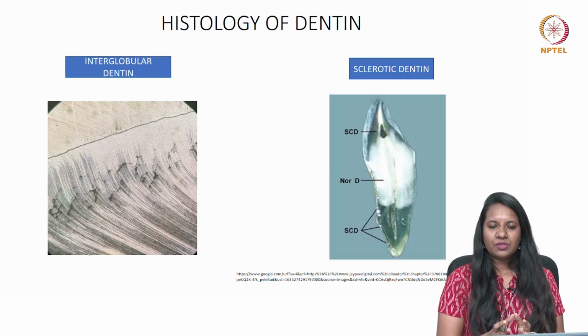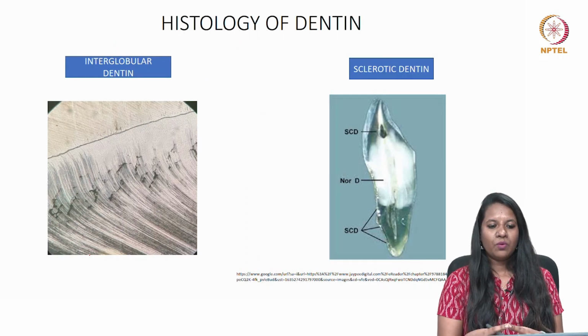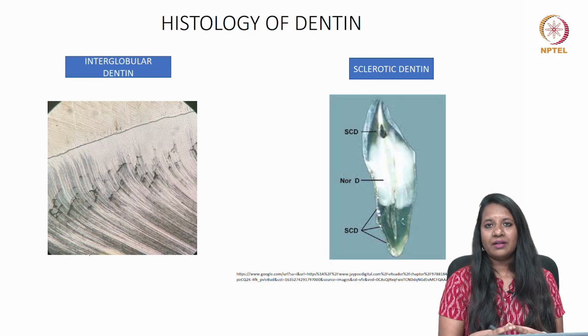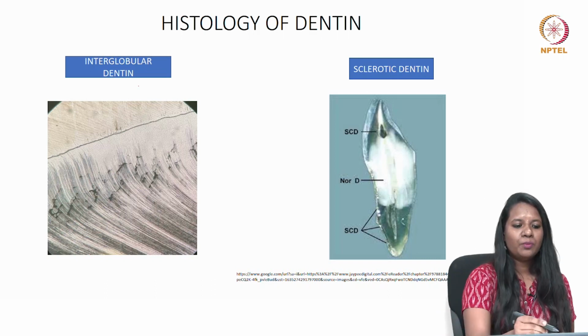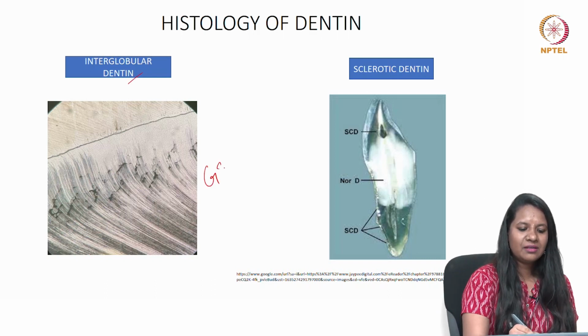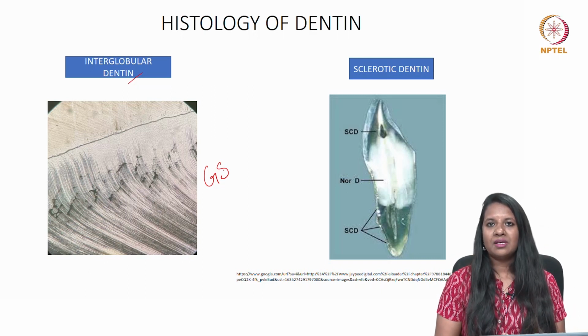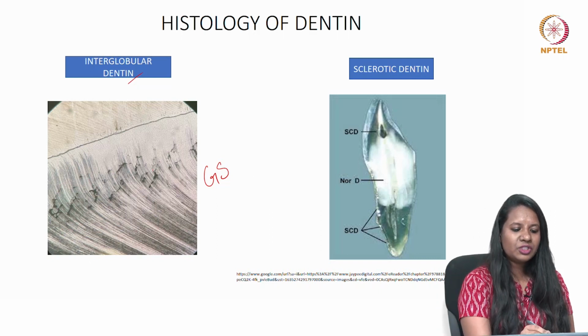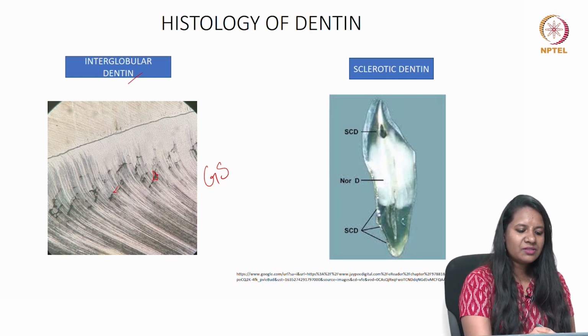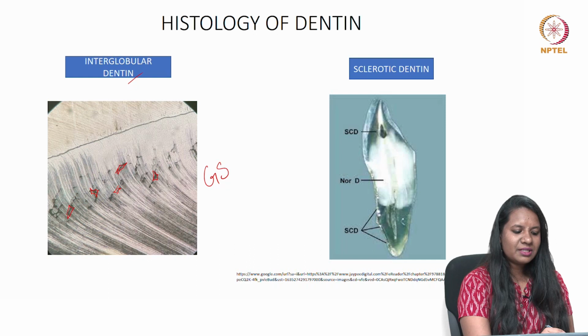Okay, moving to the histological aspects of dentin. What are all the structures we can see under the microscope? Interglobular dentin, which can be seen in the ground section when the globules fail to fuse and form a homogeneous mass, there will be formation of these black colored structures, which will appear black in transmitted light. So, these are interglobular dentin.